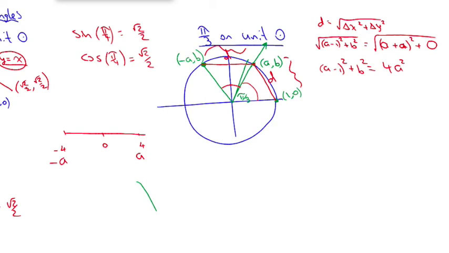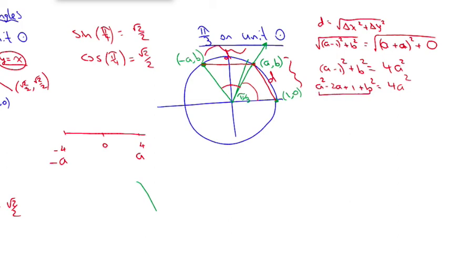I love doing algebra because it reminds you that algebra is still part of this. A squared minus 2A plus 1, plus B squared is equal to 4A squared. I was right so far. Now here's the tricky part. What's A squared plus B squared?